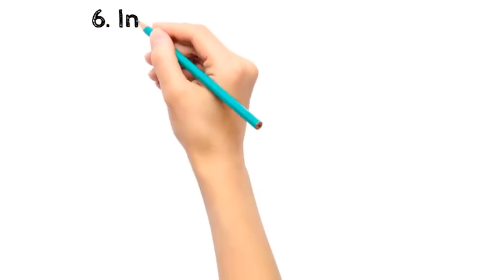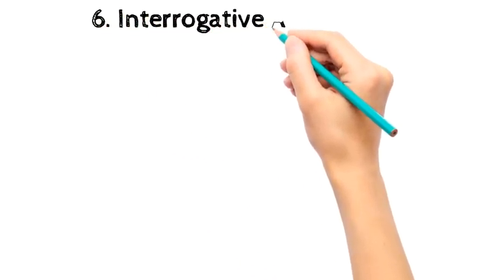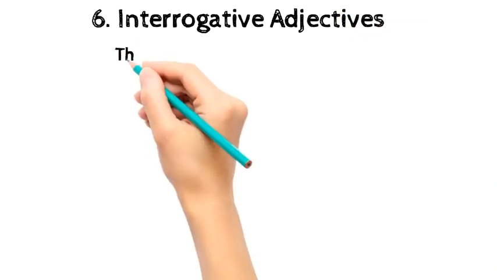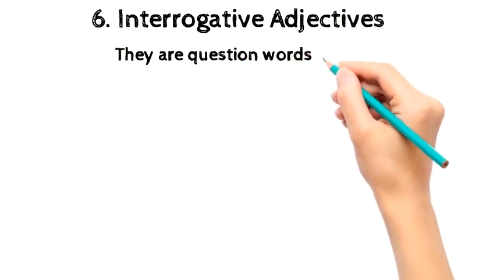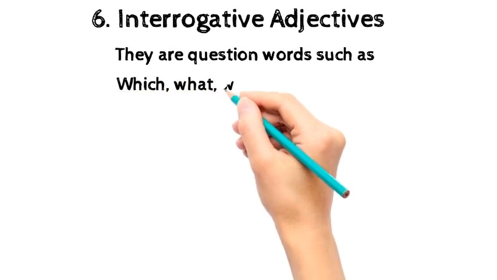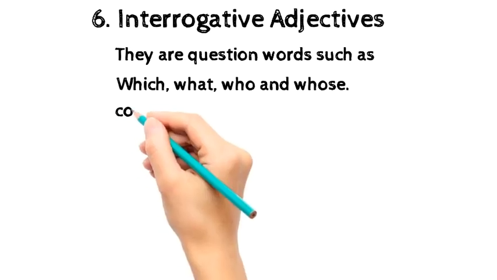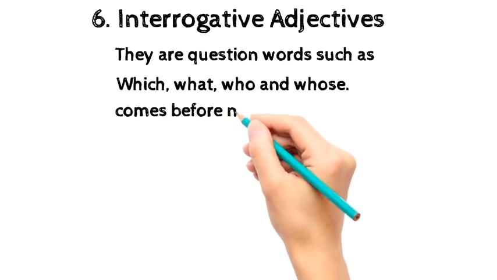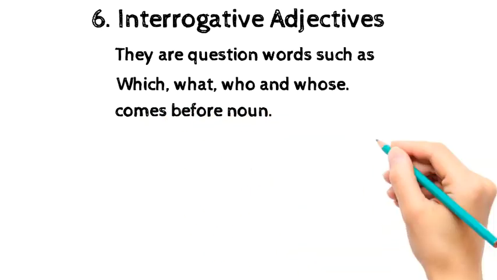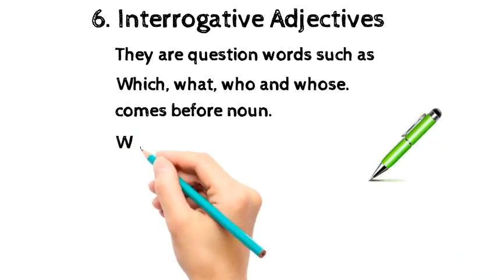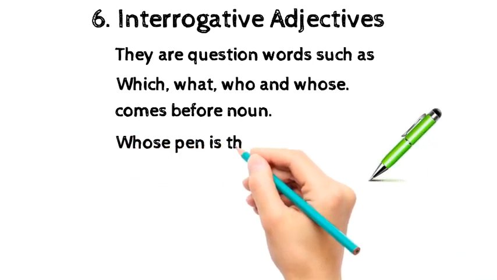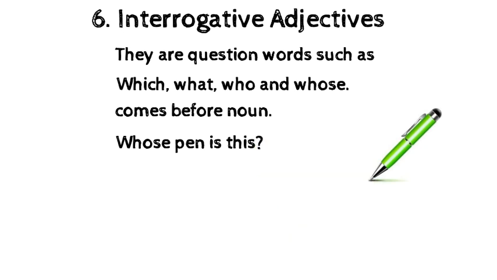And now let's come to our sixth one, that is interrogative adjectives. Basically, they are question words such as which, what, who, and whose. And just like the previous adjectives, they also come before a noun. Let's take one example. Whose pen is this? So here in this example, the word whose is an interrogative adjective. Why? Because it is placed before a noun, that is pen.